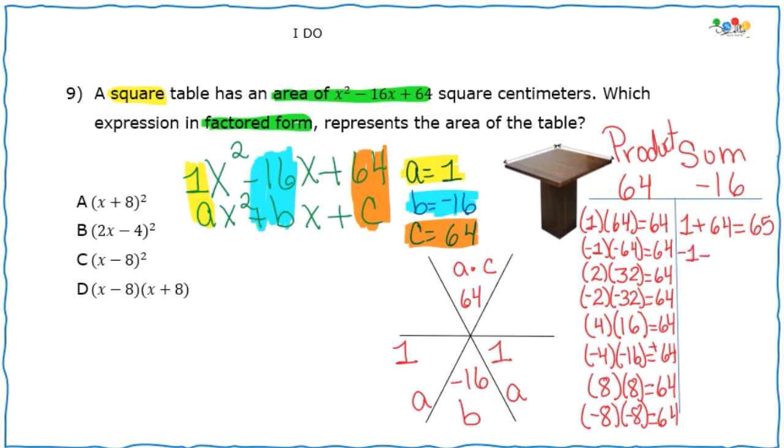What about the next one? Well, I get a negative 65, right? Nope, that's not what I'm looking for. How about the next one? 2 plus 32 gives me a positive 34. So nope, that's not what I want.